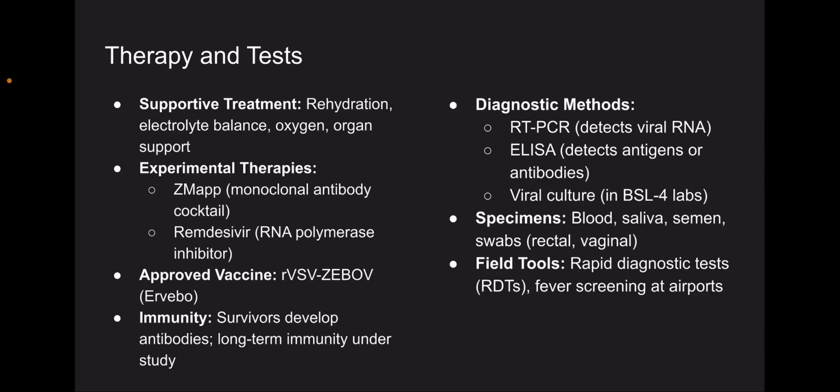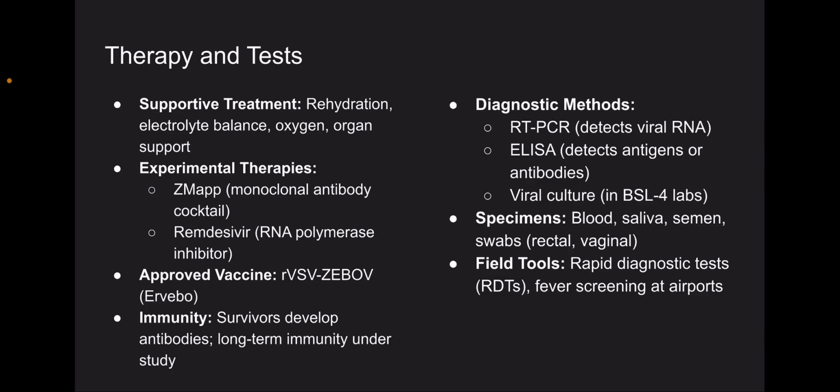Now for the tests. Accurate diagnosis is essential to control an Ebola outbreak, especially since early symptoms mimic other diseases. The gold standard for Ebola detection is the reverse transcription polymerase chain reaction test, or RT-PCR. This test identifies the virus's RNA in blood or other bodily fluids and is both sensitive and specific. Another method is ELISA, which detects either viral antigens or antibodies produced in response to the virus.